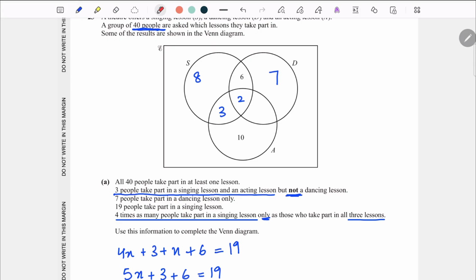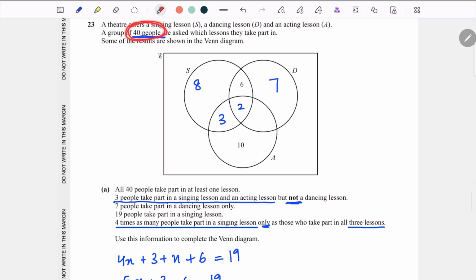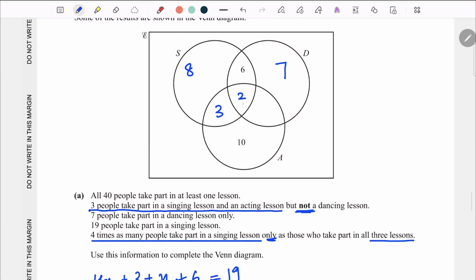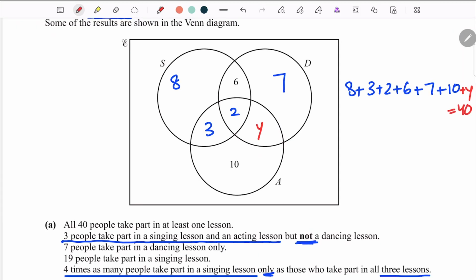Now the question was telling us that there are 40 total people, and it also said that all 40 people take part in at least one lesson. So that means that the constituents of all these 3 circles, when they're summed up, will be equal to 40. So I'm going to write 8 plus 3 plus 2 plus 6 plus 7 plus 10, and I'm going to write this region as y, plus y, and this is equal to 40. That is the total number of people.